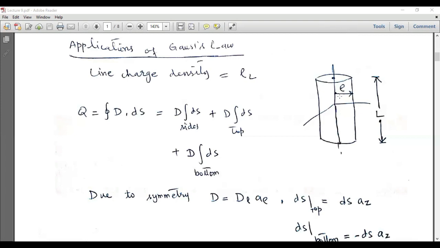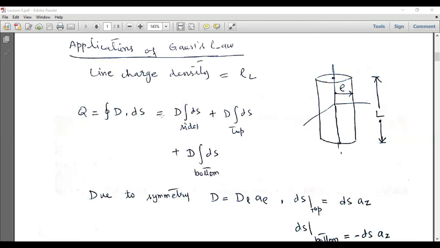So in this case, we are given this line charge and this line charge is distributed over the z-axis and the length of this line charge is assumed as L. So from this point up to this point, the length is L and this is rho from z-axis to the surface and the density of this line charge is equal to rho L. So the total charge is equal to the closed integral of D dot dS, right?